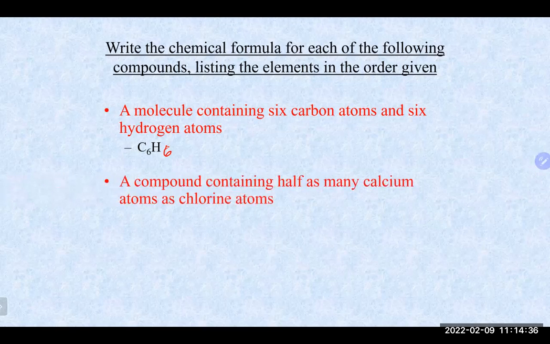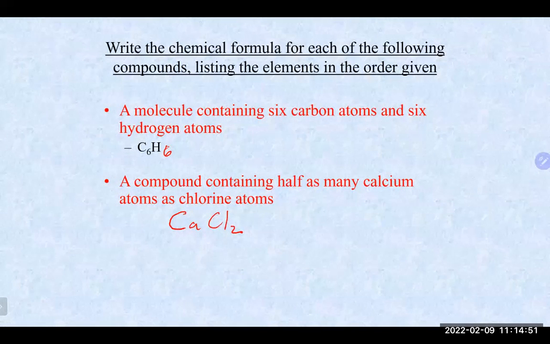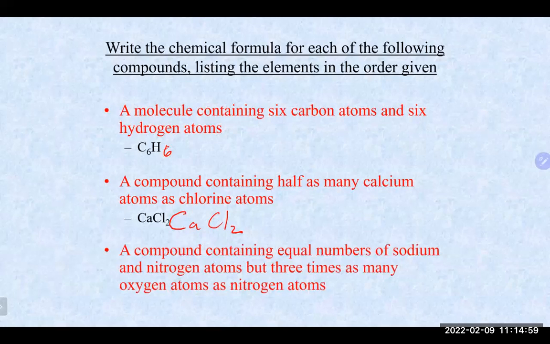A compound that contains half as many calcium atoms as there are chlorine atoms. You can do that very simply. Half of 2 is 1, so calcium and chlorine, CaCl2 would be our answer. And lastly here, a compound that contains an equal number of sodium and nitrogen, but 3 times the number of oxygen atoms. So equal sodium and nitrogen, you could do 1 of each, and 3 times that would be 3 oxygens, and that would get us NaNO3, which is sodium nitrate.